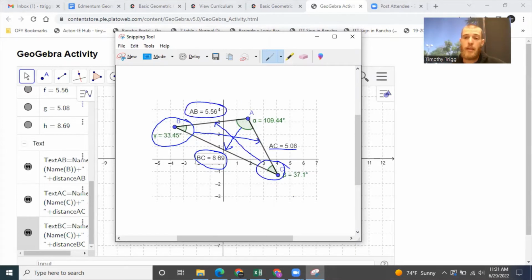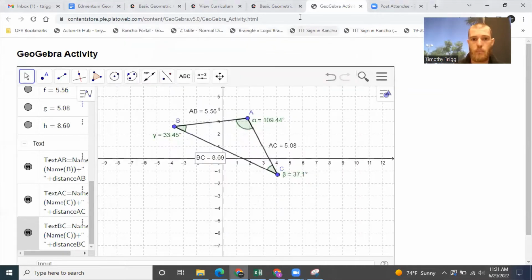So the thing that they really want you to see here is that when you have a triangle, the angle with the largest angle measure will have the longest side opposite from it, as well as the smallest angle measure will have the smallest side opposite from it. Okay, so that's what they want you to explain here.